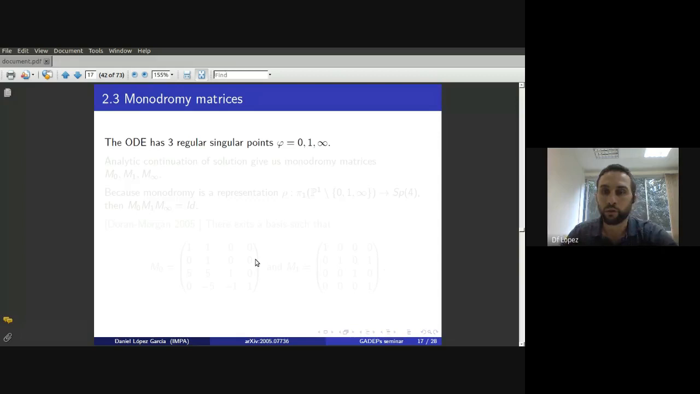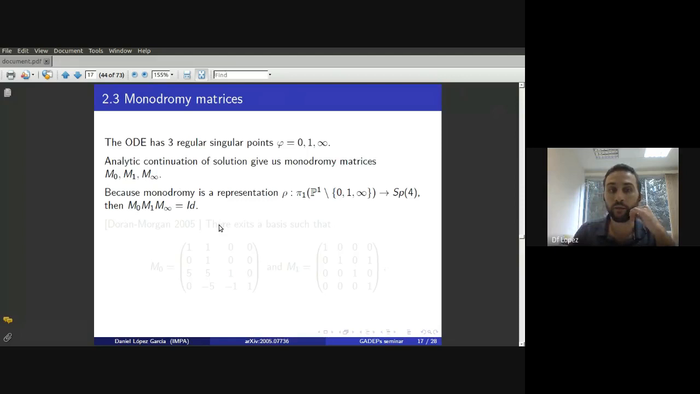This equation has three regular singular points: 0, 1, and infinity. The analytic continuation of the solutions gives us the monodromy matrices M0, M1, and M infinity, around 0, 1, and infinity, respectively. Because the monodromy is a representation of the fundamental group of P1 minus 3 points into the symplectic group of rank 4, we have the relation M0 times M1 times M infinity equals the identity. This is because a loop around these three points is contractible.